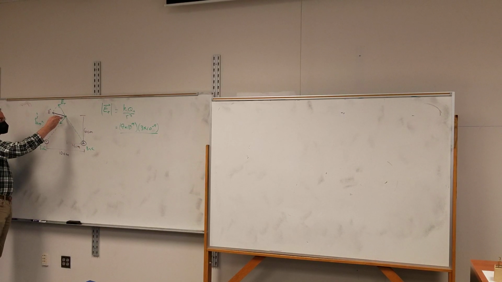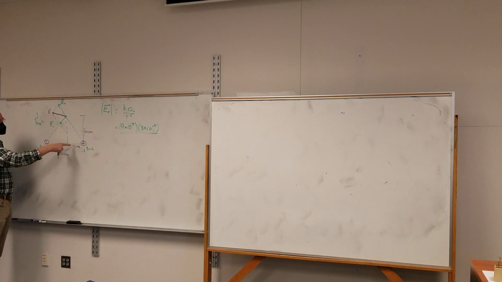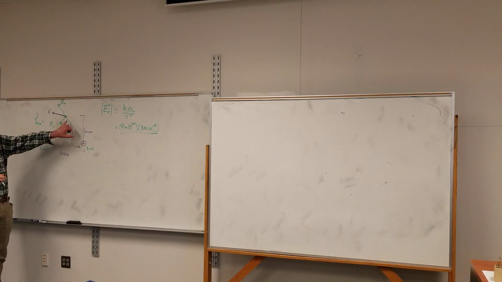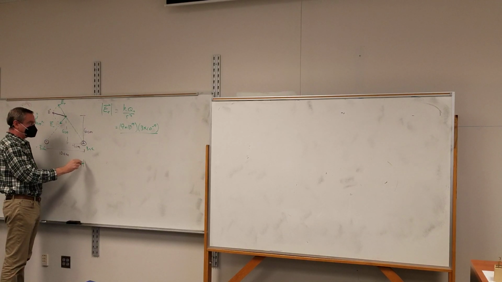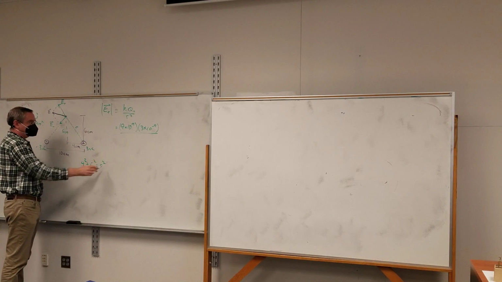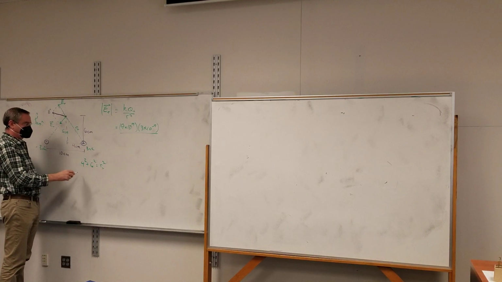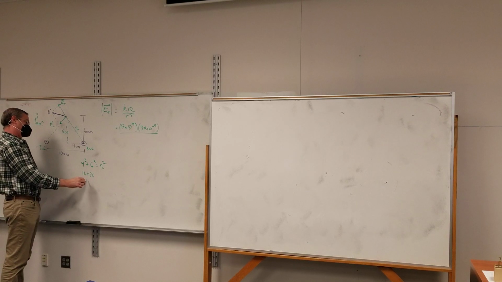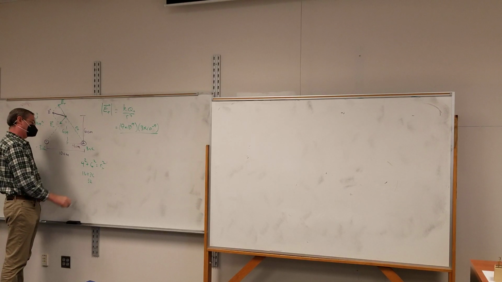Well, I conveniently have a right triangle where that length is 4 centimeters and this length is 6 centimeters. I don't even have to find the exact length of that. All I need is R squared. And the Pythagorean theorem tells me that 4 squared plus 6 squared is equal to R squared. Let's call it R plus. So that's 16 plus 36, 52.